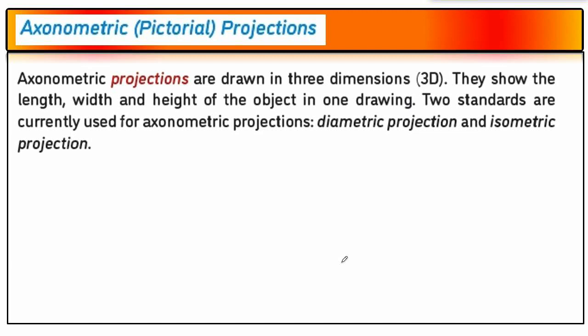We have something called axonometric projection. Now, axonometric projections are drawn in 3D. They show the length, the width, and the height of an object in one drawing. Two standards are currently used for the axonometric projections: dimetric projections and isometric projections.